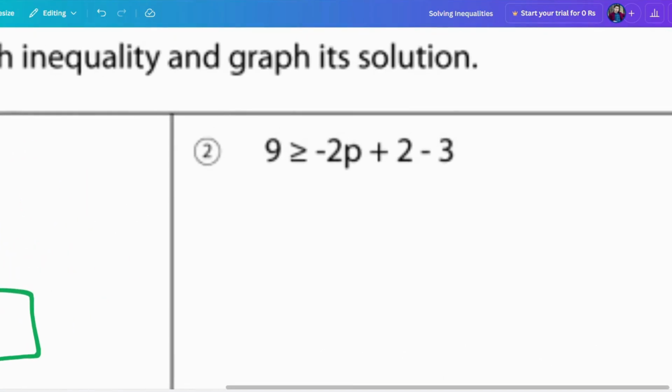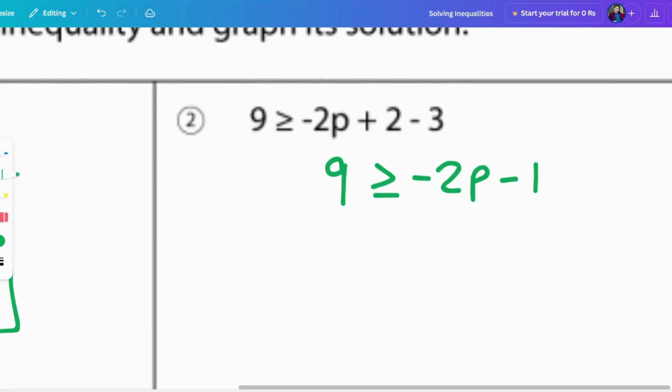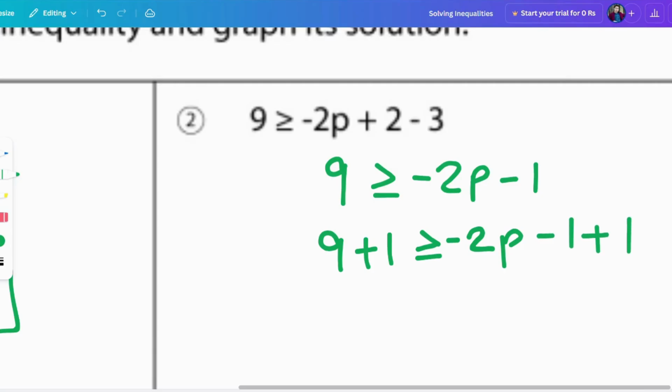For this one, it is 9 is greater than or equivalent to minus 2p plus 2 minus 3. So plus 2 minus 3 is equivalent to minus 1. Alright. After that, I will add 1 on both sides. It's 9 plus 1 is greater than or equivalent to minus 2p. Minus 1 plus 1 will just cancel out with each other. So 10 is greater than or equivalent to minus 2p.